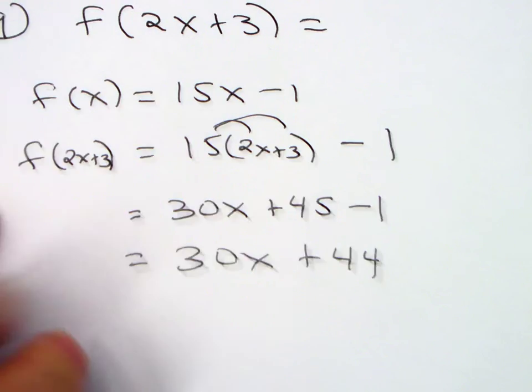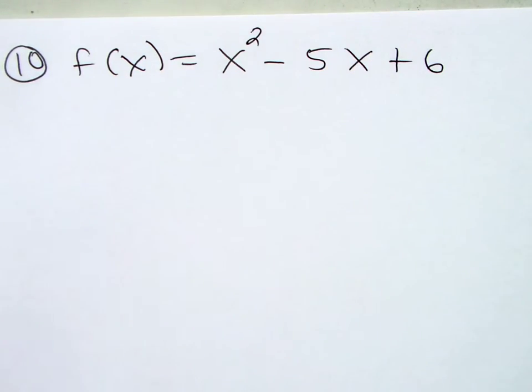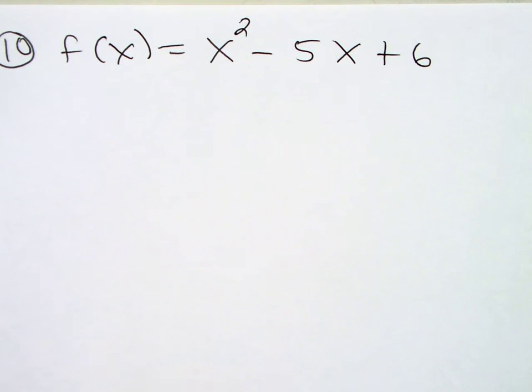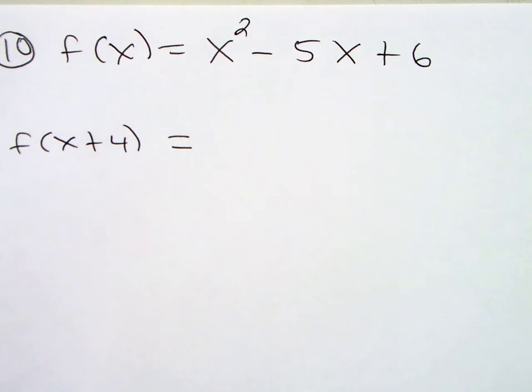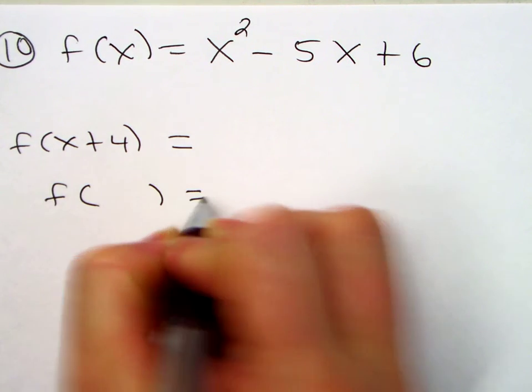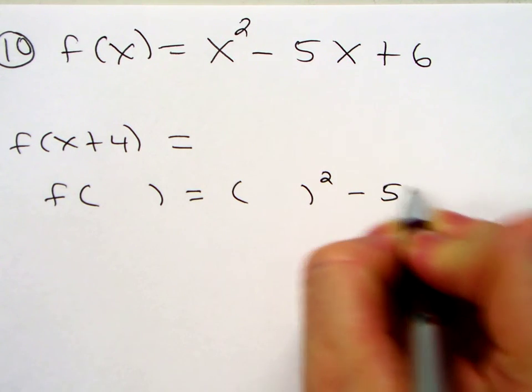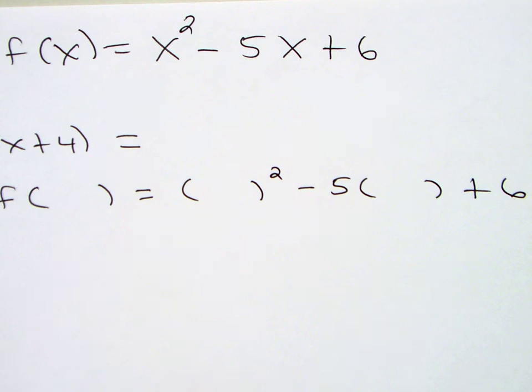All right. Next set. We're going to get a little harder now. Number 10. Let me zoom out so we have more room. All right. F of x equals x squared minus 5x plus 6. Okay, we're going to get a little more intense now. Now I want to find f of x plus 4. This one's harder because of the square. All right, same process though. I'm going to start by writing my equation, my function without x's. Now, what's going to go inside the parentheses? X plus 4.